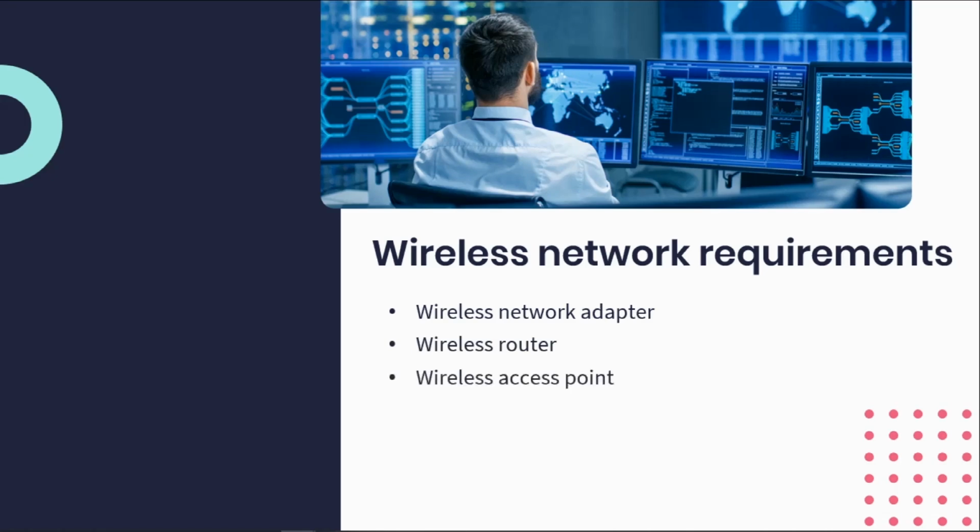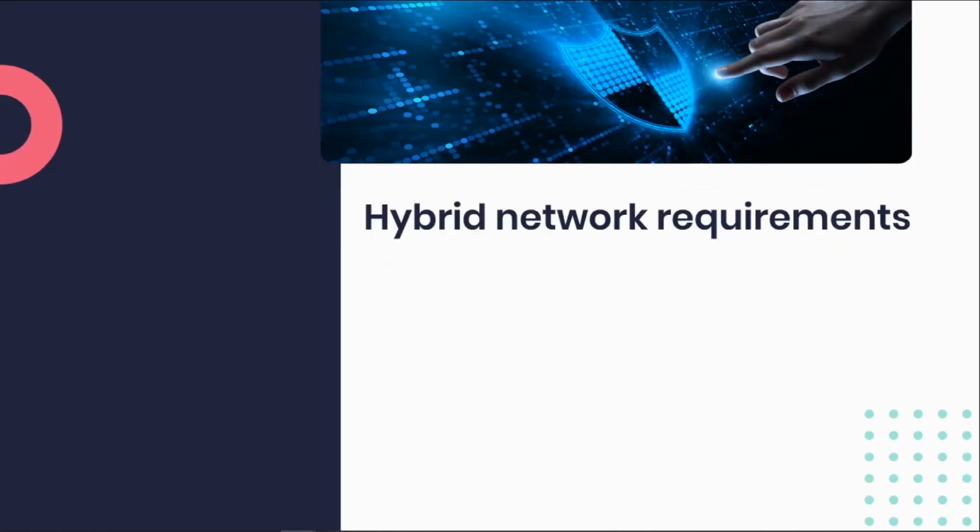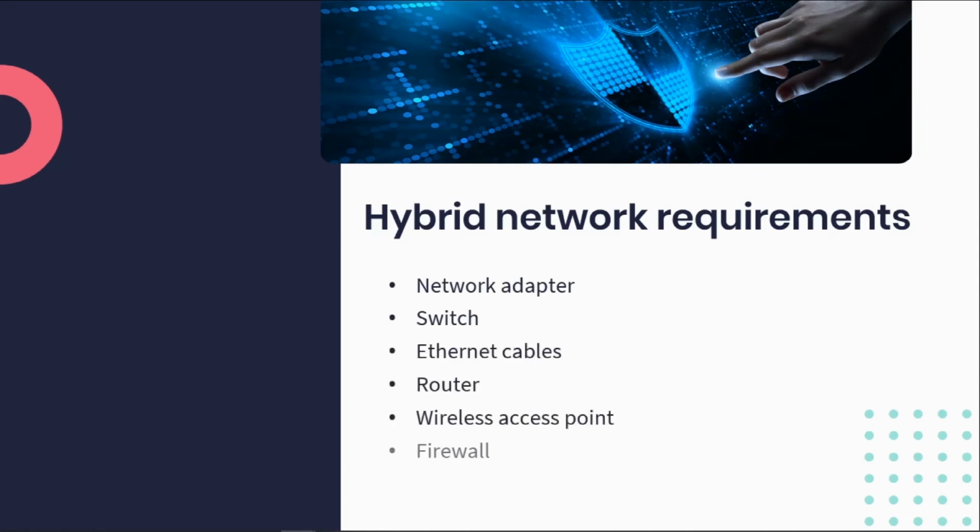That is a device to amplify the connection to different areas in the building, and a wireless modem to route traffic directly to the ISP with the use of a SIM card. Lastly, if the small business has a hybrid network, it would probably use more than one type of connecting technology or topology. Remember that word from lesson 1? So it may need the following: a network adapter, a switch, Ethernet cables, a router, wireless access point, and a firewall.